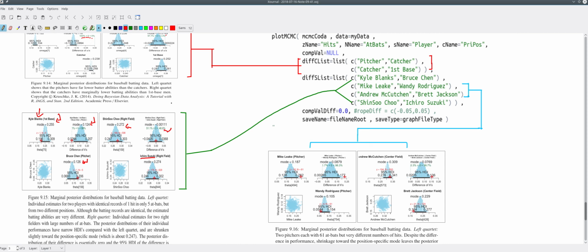So based on what we are seeing over here, we can say that the estimated ratio of runs to at bats for these two individuals does not differ significantly. They are very close to each other, and roughly 50% of the time one is higher, roughly 50% of the time the other one is higher. So we can't really say who's better or worse. They are equally good. Here on the other hand, we can say that Kyle Blanks is better than Bruce Chen.